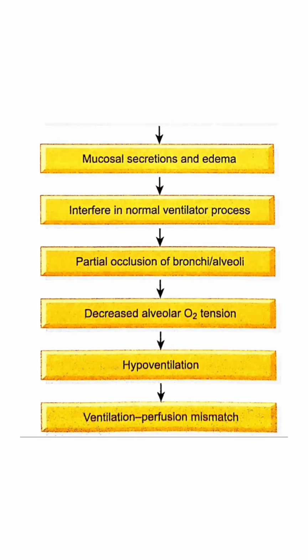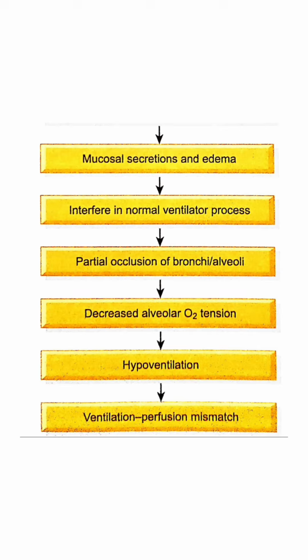Interference in the normal ventilatory process. The accumulation of secretions, edema, and cellular debris interferes with the normal ventilatory process, making it harder for air to move in and out of the lungs efficiently. Partial occlusion of bronchi and alveoli. This interference can result in partial occlusion of the smaller bronchi and alveoli, leading to areas of reduced or absent ventilation.